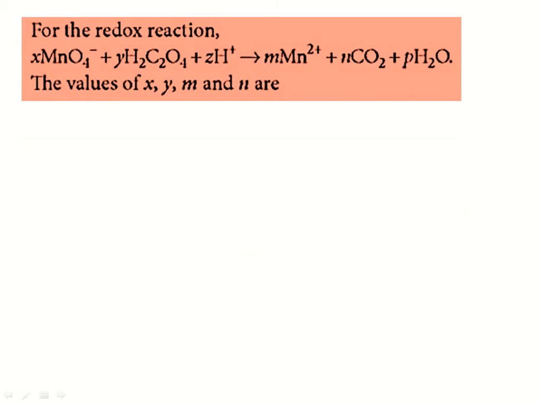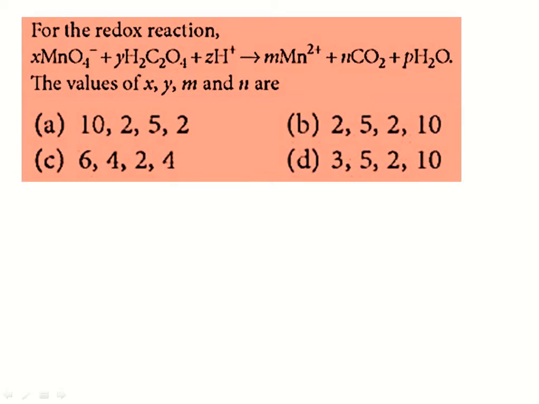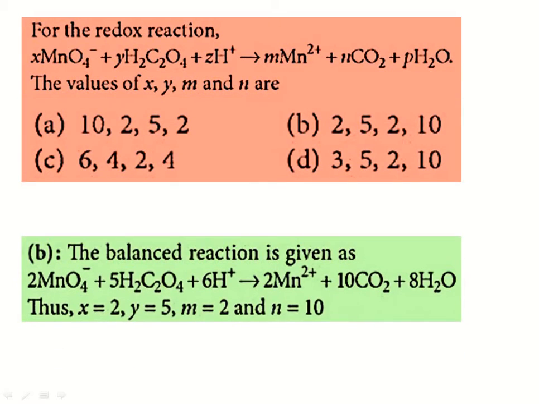Next question. For the redox reaction, xMnO4⁻ + yH2C2O4 + zH⁺ gives mMn2+ + nCO2 + pH2O. The values of x, y, m, n are. So these are the numbers given. If you go according to the balanced equation, x is 2, y is 5, m is 2, n is 10.